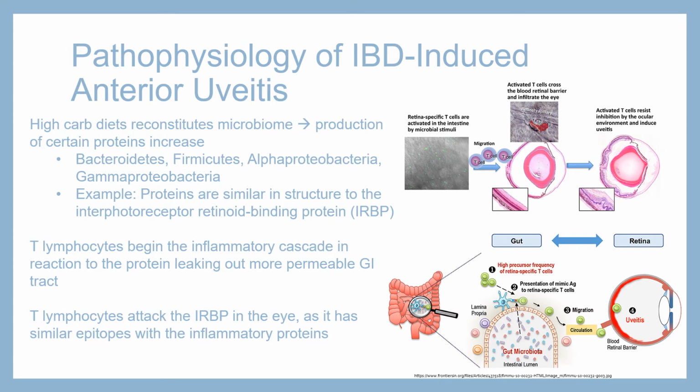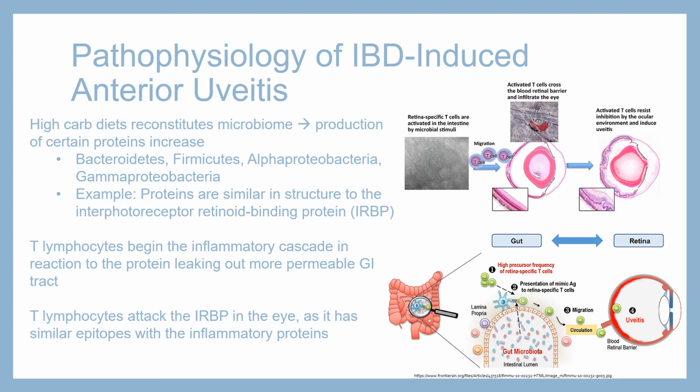The pathophysiology of IBD-induced anterior uveitis is first caused by the reconstitution of the gut microbiome. This is usually accomplished by high-carb diets. What we eat usually determines the population composition of different bacteria in our gut, because there are specific species that survive better on different types of diets.